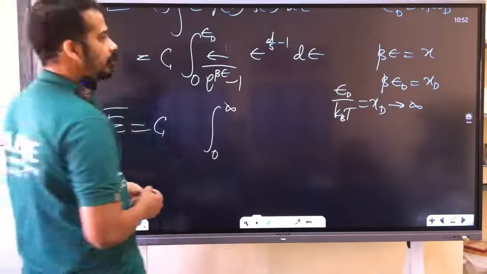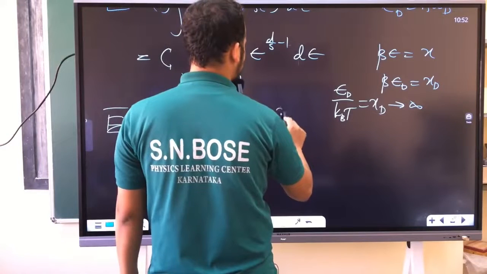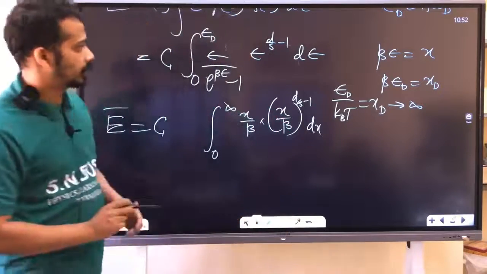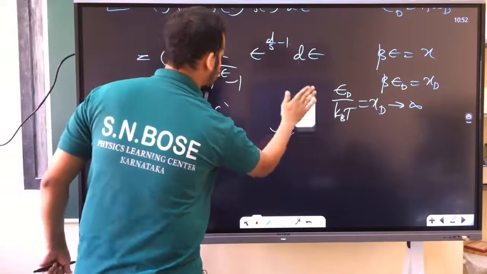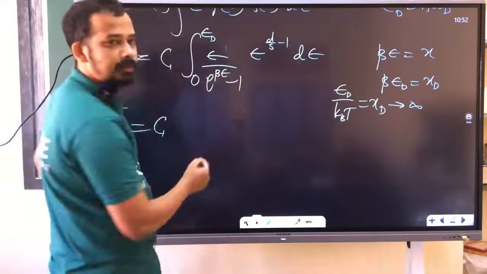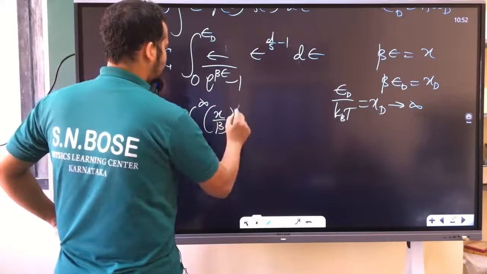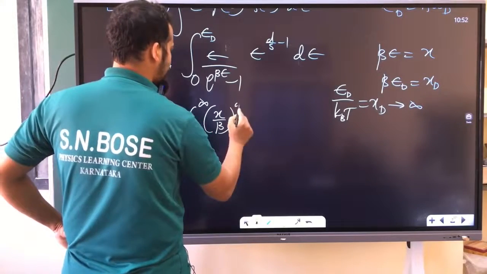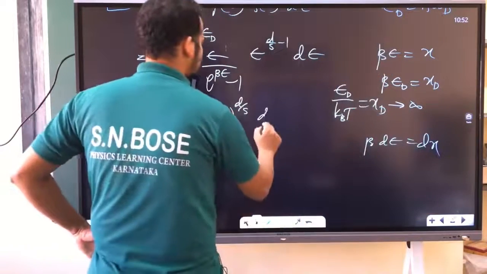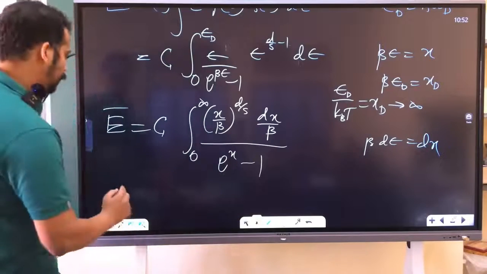Then we make 0 to infinity. So what is this one? E is equal to x by beta into x by beta whole power d by s minus 1 dx. Sorry, I need to take care properly. How do you do it? E into e power d by s, I can write e power d by s. Because that will become 0 to infinity x by beta power d by s. Then beta dE is equal to dx, so dE is equal to dx by beta divided by e power x minus 1. Isn't it? What happened? Average energy.